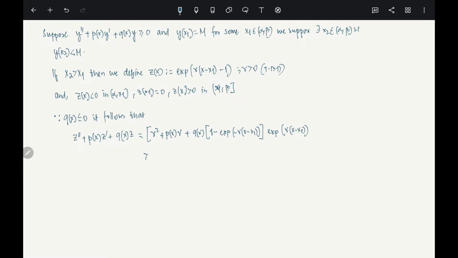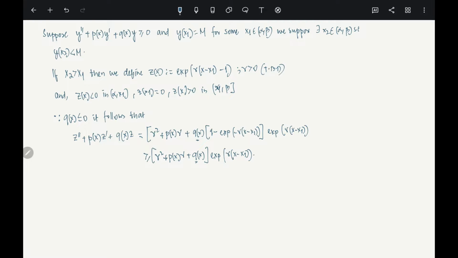Now this is always dominated by gamma square plus p of x times gamma plus q of x, times exponential of gamma (x minus x1). We can always do this, right? Because of the 1 minus exponential, we can show that this is always dominated by that, so this q can be replaced by this.